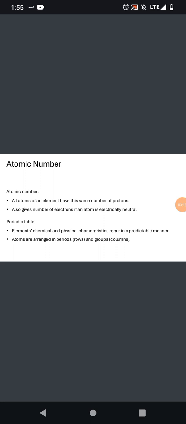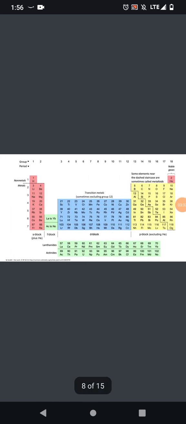Periodic table. Elements' chemical and physical characteristics recur in a predictable manner. Atoms are arranged in periods, rows, and groups, columns. And here's the periodic table.